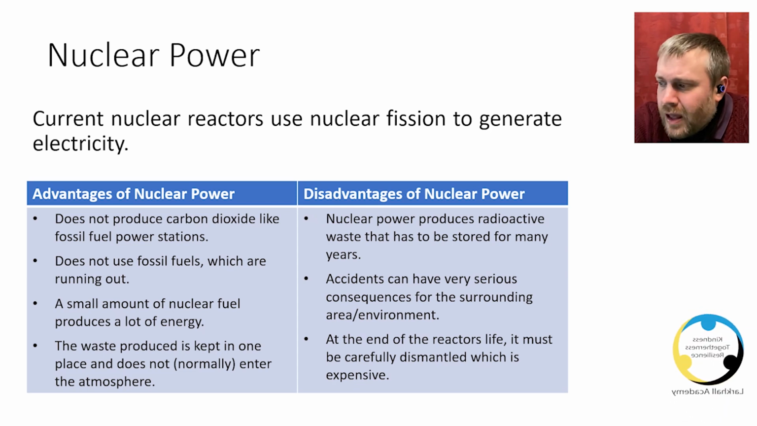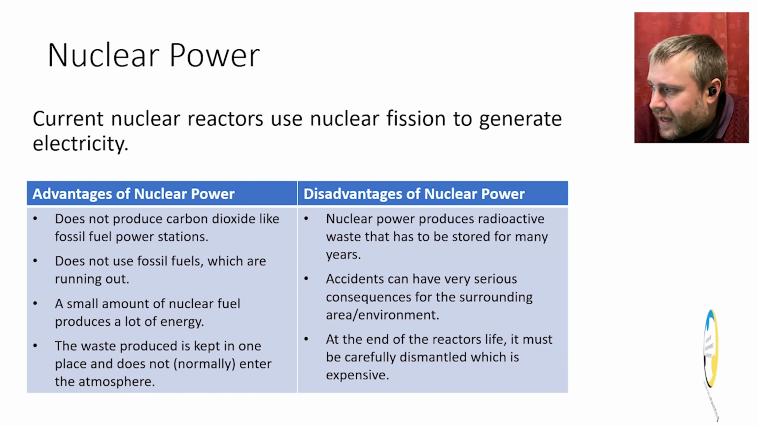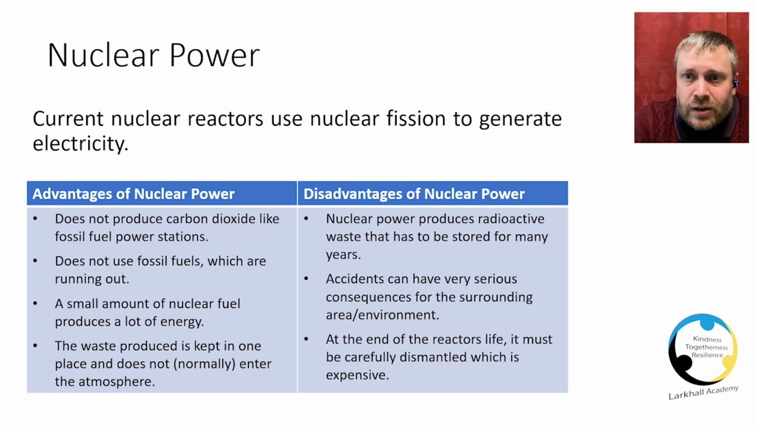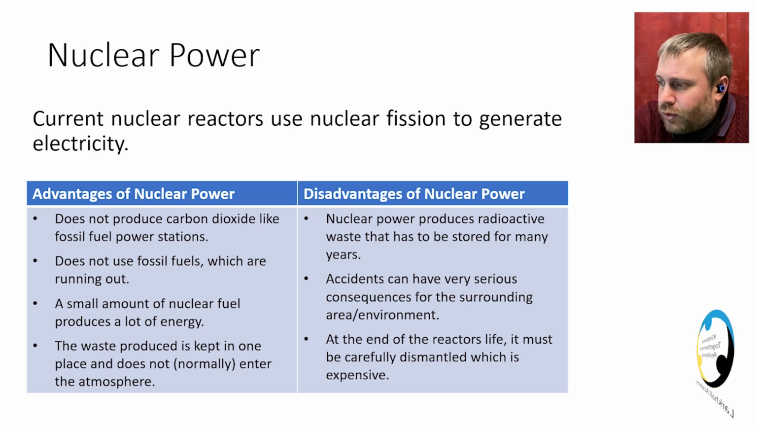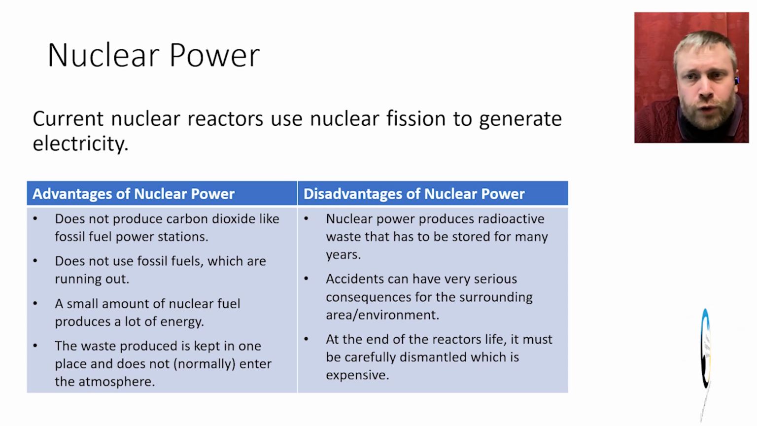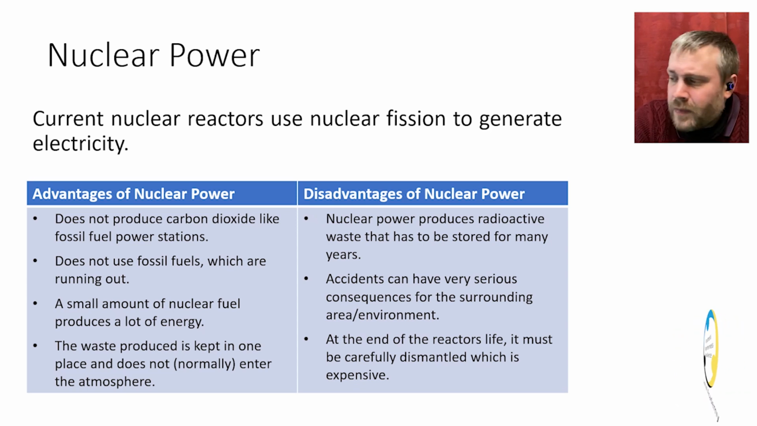Accidents can happen, and this takes us back to the "normally" in this previous slide. So accidents can happen, and they can have very serious consequences for the environment and the surrounding area. If you look at things like Chernobyl or Fukushima, the two accidents that are quite well known.